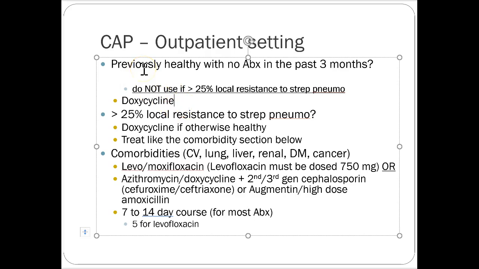Doxycycline is a pretty decent choice. It covers atypical pathogens. It covers strep pneumo. Strep pneumo coverage isn't quite as great as some of these further down options, but it's pretty good. And if you have somebody with no real comorbidities and they're relatively healthy, it's a good option to start with.